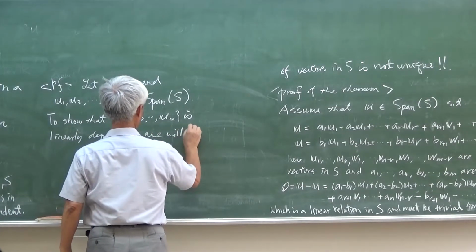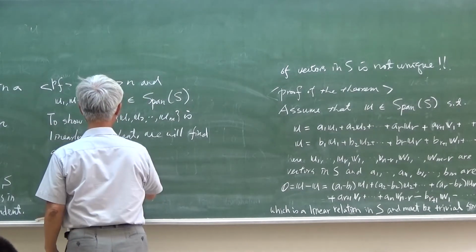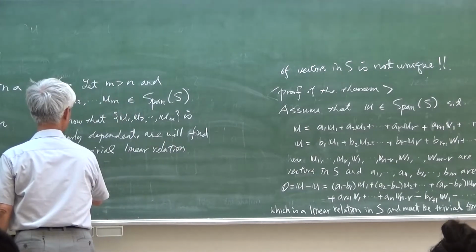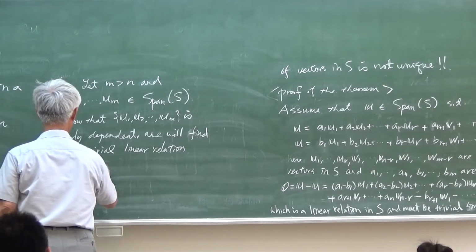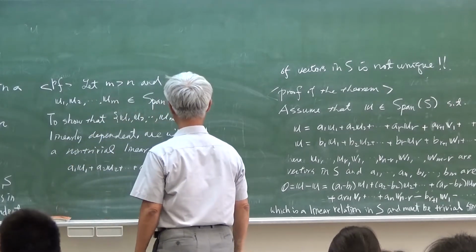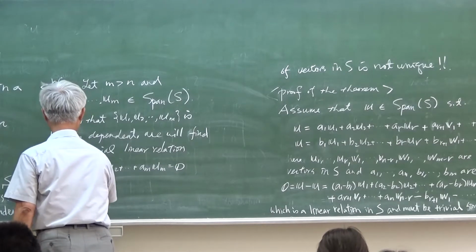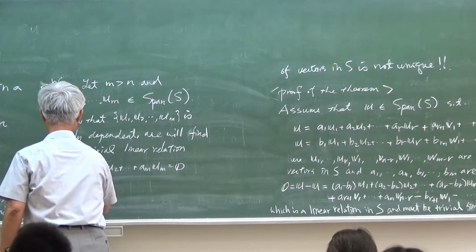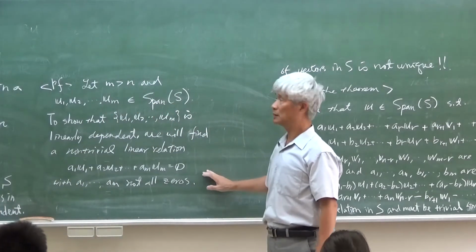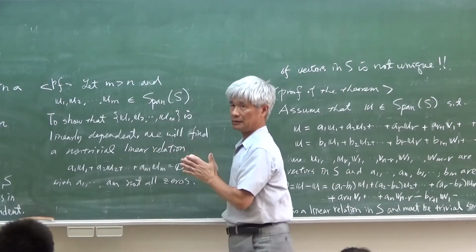We will find a non-trivial linear relation, that is, A1 U1 plus A2 U2 and so on, equal to 0, with A1 up to Am not all 0. So this is our purpose, because we want to show that these m vectors form a set which is linearly dependent. So we have to find it.